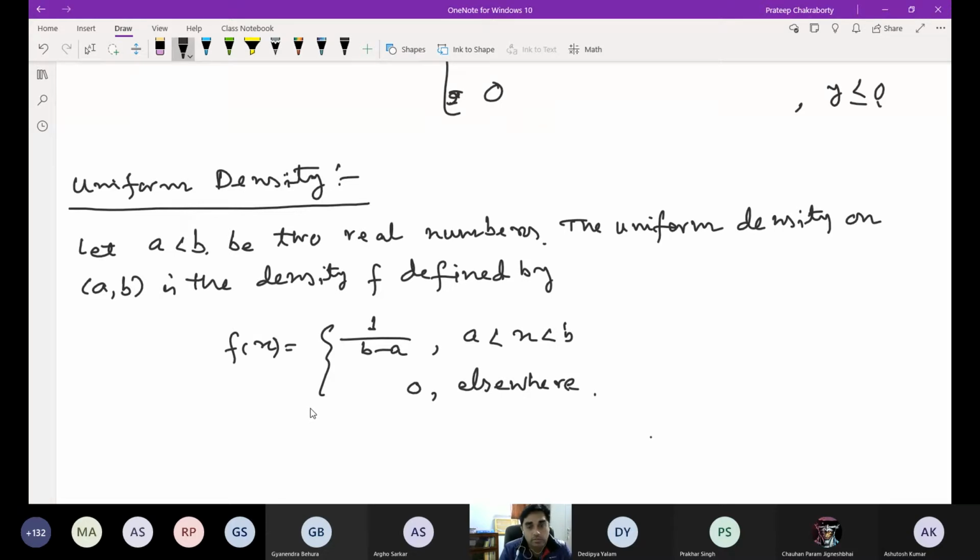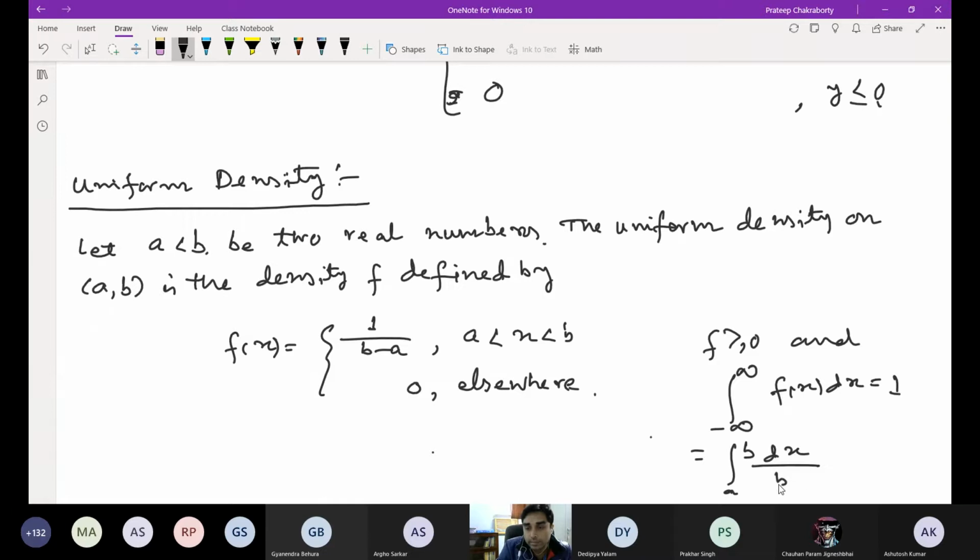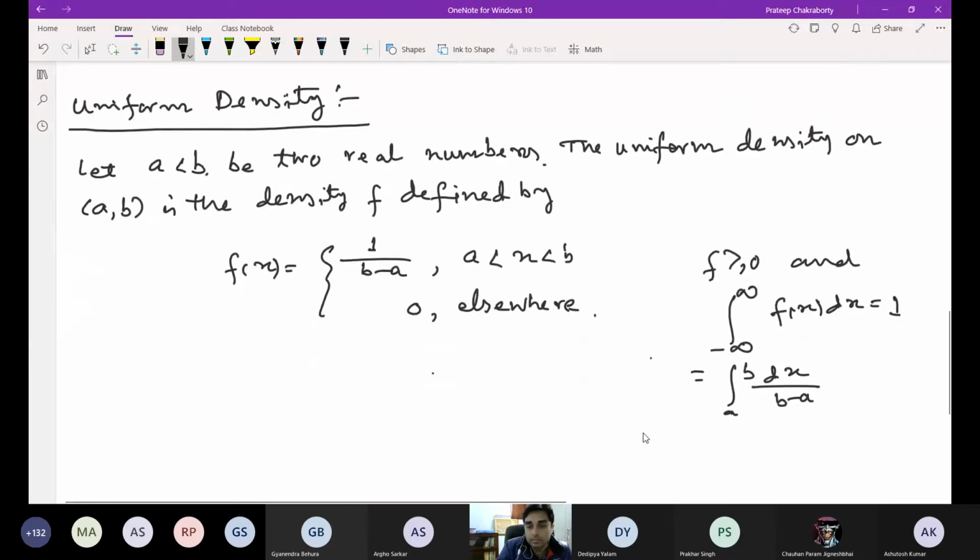Anyone tell me? Argho Sarkar, you tell me. What is the definition of a density function? So a density function means f is greater than or equal to 0 and the integration from minus infinity to infinity of f(x) dx has to be 1. Here this is the integral from a to b of dx by b minus a, which is b minus a by b minus a, equal to 1. So this is a density function.